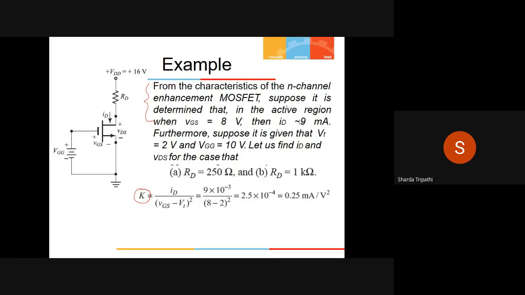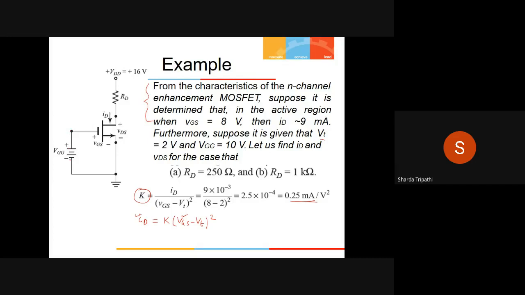Because in the active region we know what the equation of drain current is: ID is equal to K times of VGS minus VT whole square. So if the VGS value is known and the ID value is known, K can be calculated. So using these values, 8 volts over here and 9 milliamperes over here, substitute and the value of K comes out to be 0.25 milliamperes per volt square. Now further, with this value of K, it is saying that VT is given as 2 volts, which is fine, and VGG is given as 10 volts.